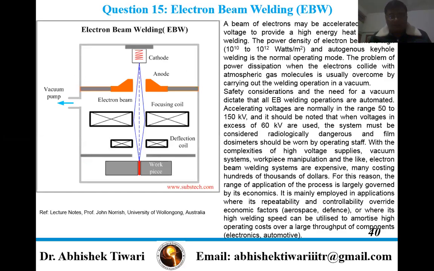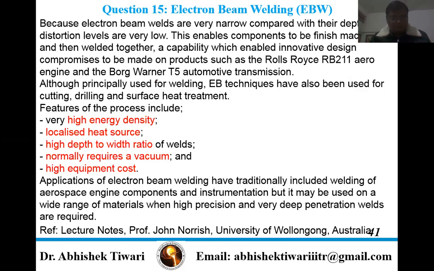This is typically for EBW. This is the setup. A beam of electrons may be accelerated by a high voltage to provide a high energy heat source for welding. The power density of the electron beam is high, 10^10 to 10^12 watt per meter square. So these are the typical features; you can go through these for details. It has high energy density, a localized heat source, and a high depth to width ratio.